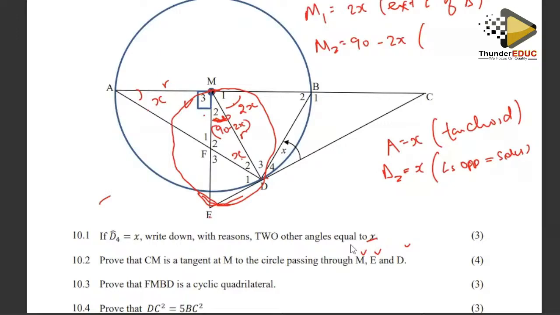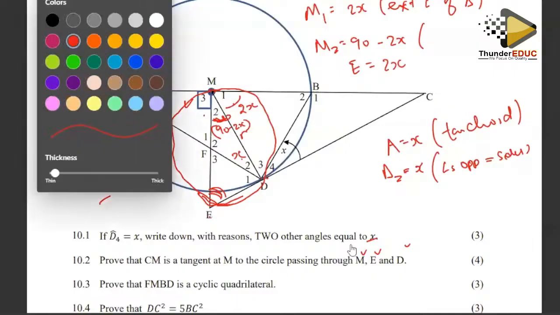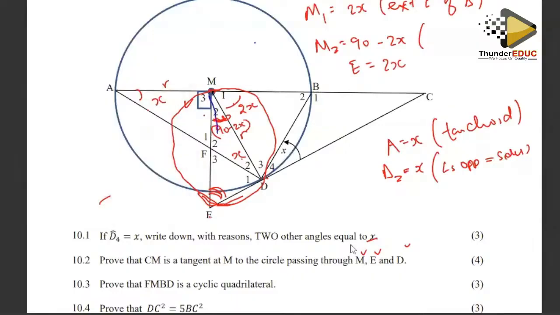Okay, we know that this angle is going to be a 90, because definitely those are angles in a semicircle. So if that is true, then where is our E? This angle here is going to be 2x, because when you focus on the triangle MED, if this is a 90 minus 2x, which means this is 2x.